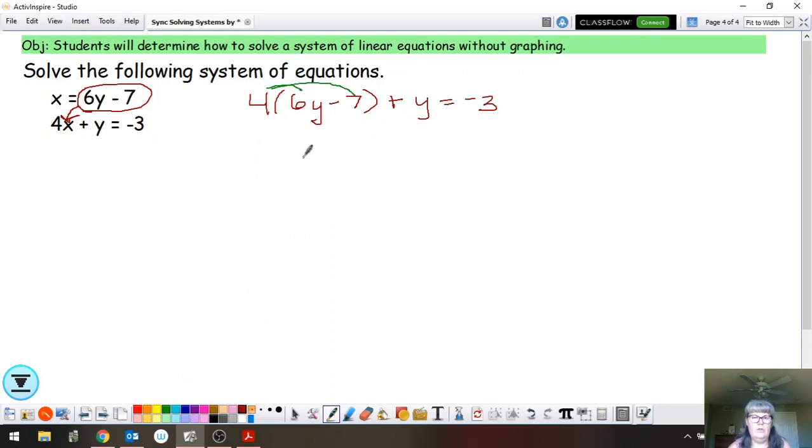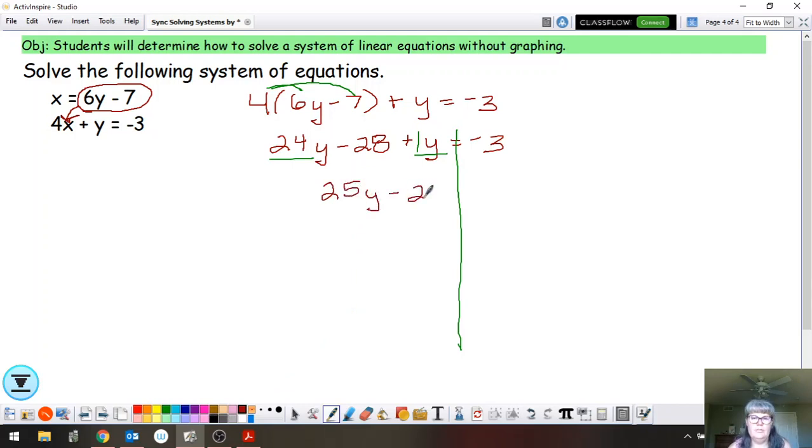So we have 24y minus 28 plus y equals negative 3. So 24y plus y, again, trying to balance this equation, and the y terms are on the same side, so I'm going to combine these terms, and keep in mind that a plus y is the same as saying plus 1y, so that's going to be 25y minus 28 equals negative 3.